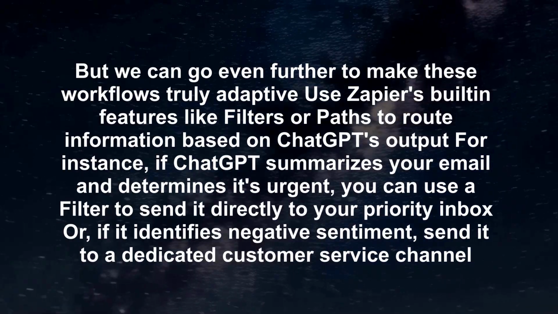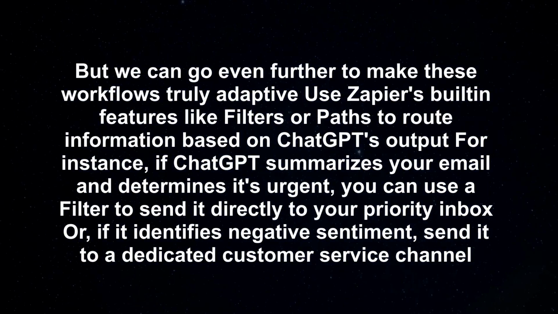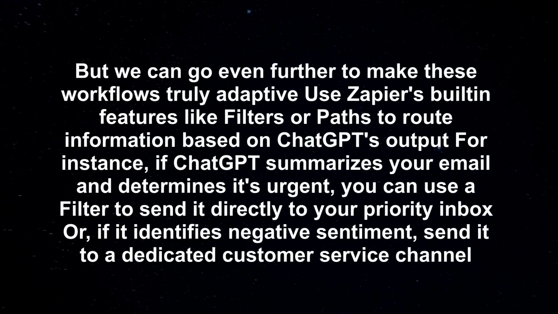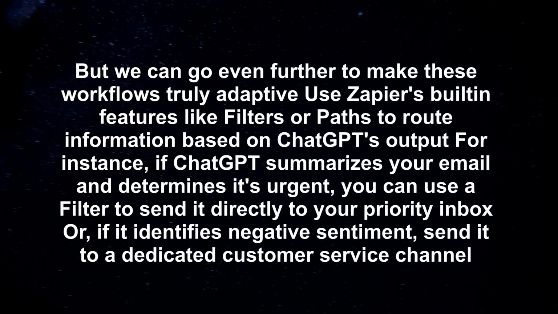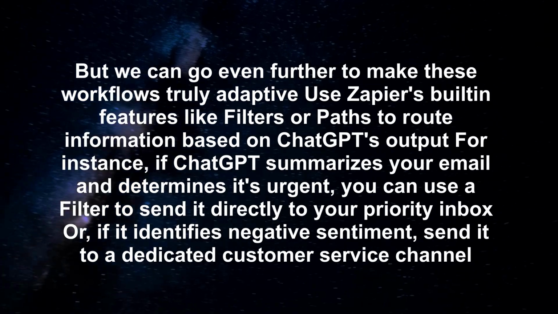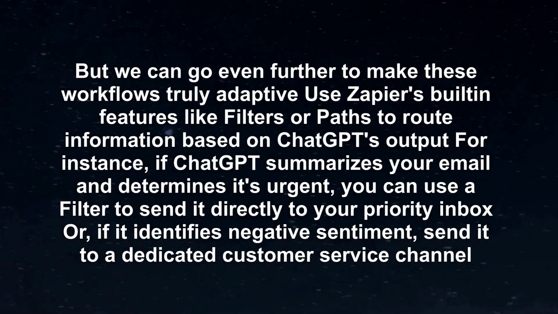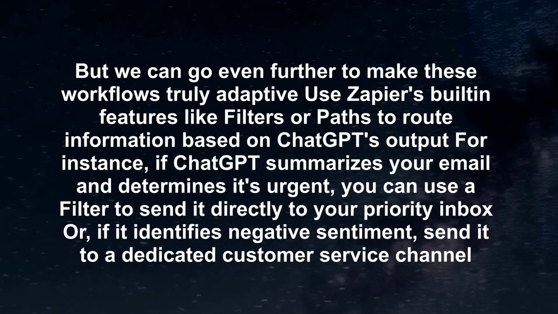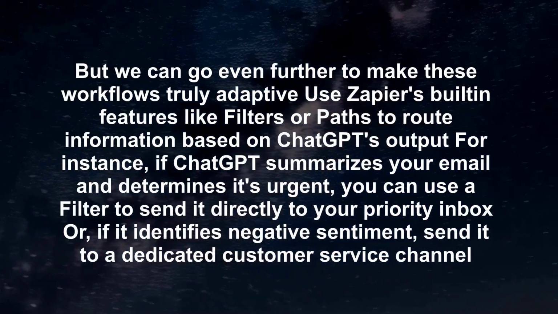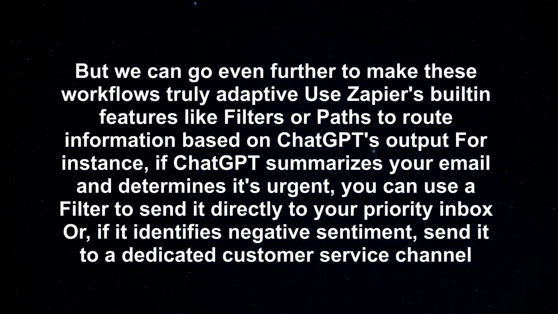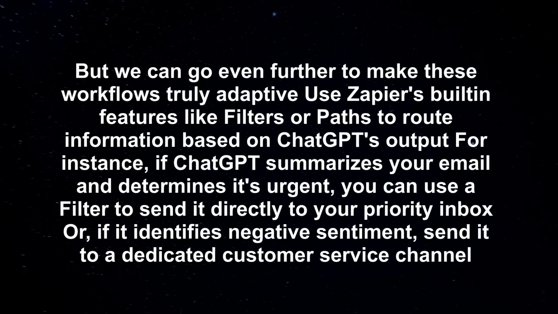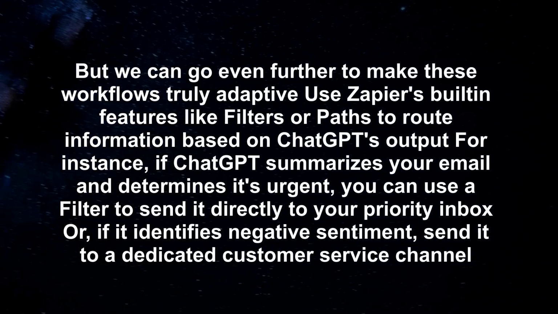But we can go even further to make these workflows truly adaptive. Use Zapier's built-in features like filters or paths to route information based on ChatGPT's output. For instance, if ChatGPT summarizes your email and determines it's urgent, you can use a filter to send it directly to your priority inbox. Or, if it identifies negative sentiment, send it to a dedicated customer service channel.